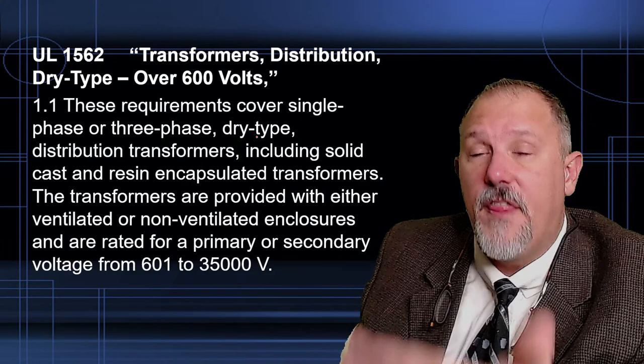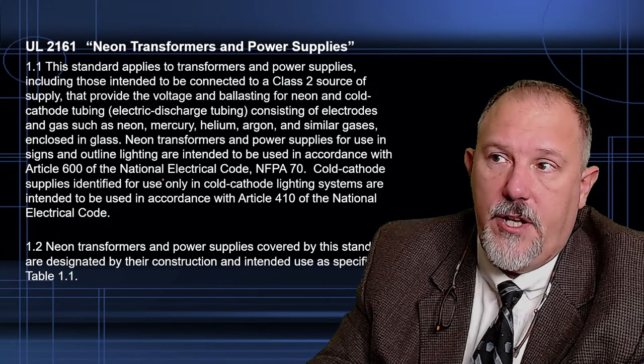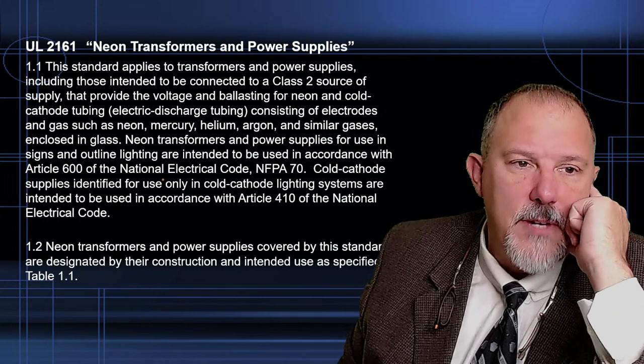That is UL 1562. UL 2161, neon transformers. Article 600, these are for your neon transformers and power supplies. So mercury, helium, argon, similar type of gas enclosed in glass. These are all those applications for lighting and whatnot.